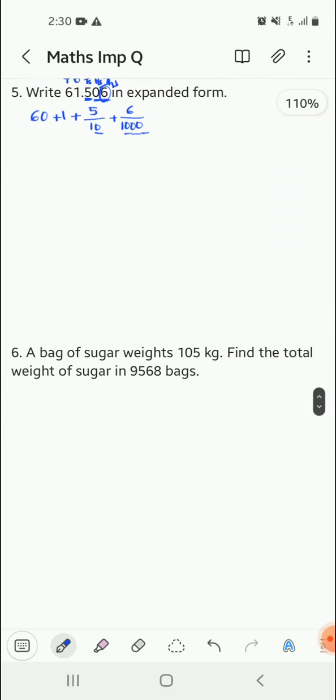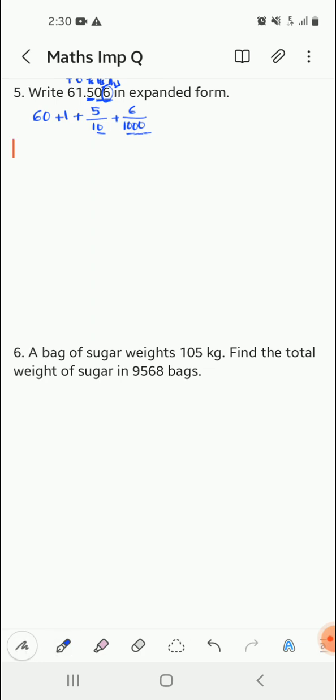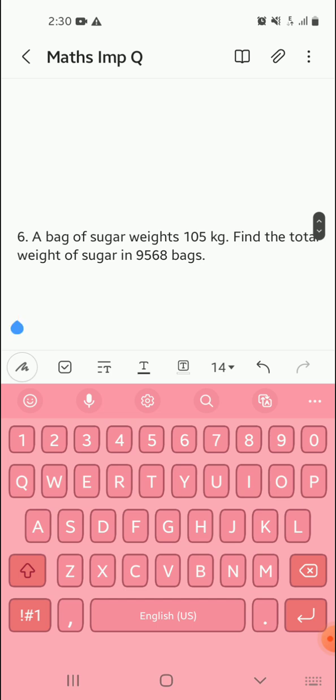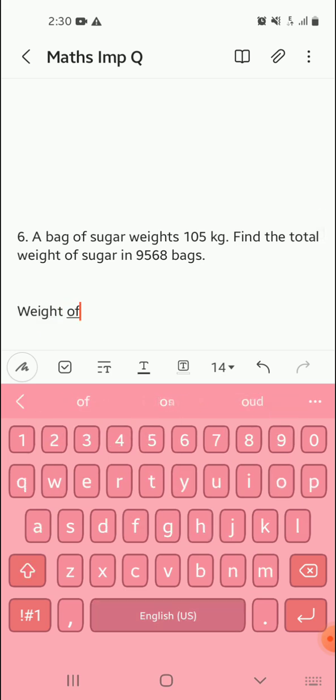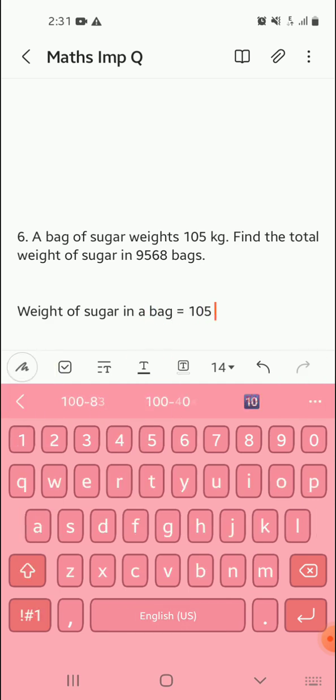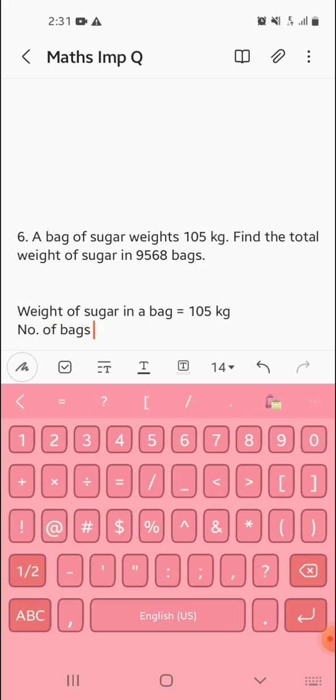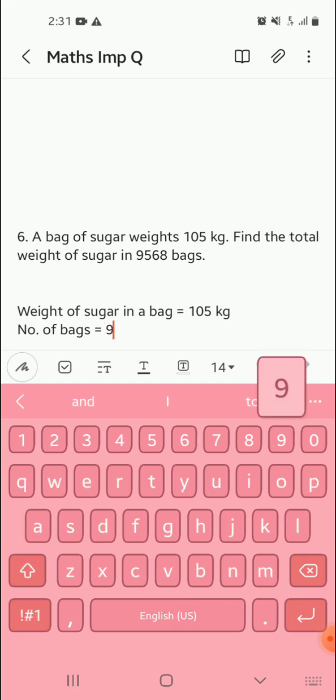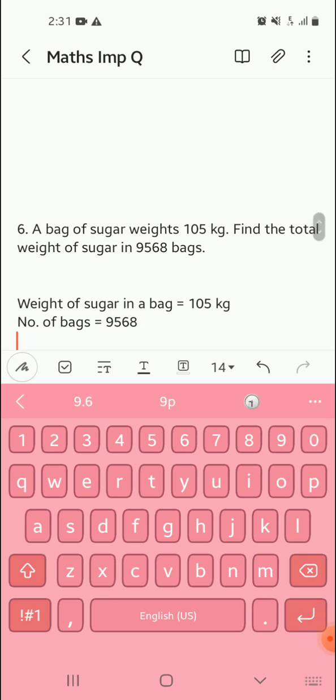Moving on, number 6. A bag of sugar weighs 105 kg. Find the total weight of sugar in 9568 bags. So first of all, we're going to find out the weight of sugar in one bag. Sugar in a bag is equal to 105 kgs. Now, the number of bags is equal to 9568.